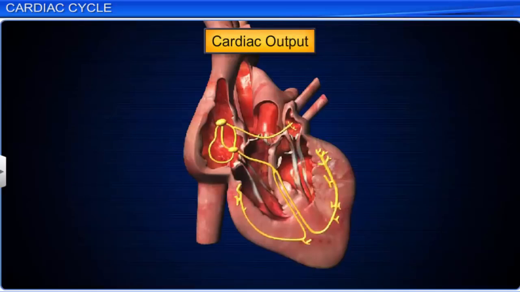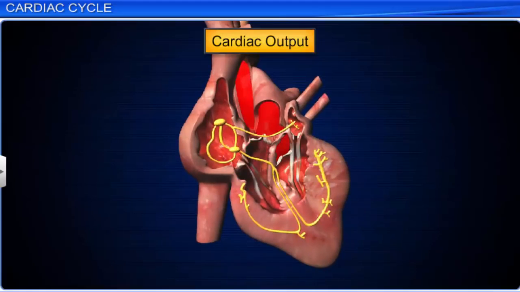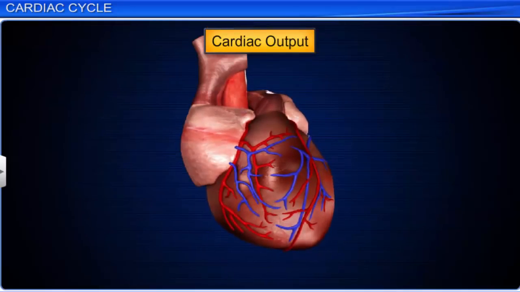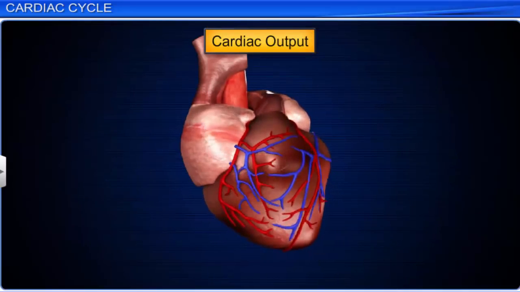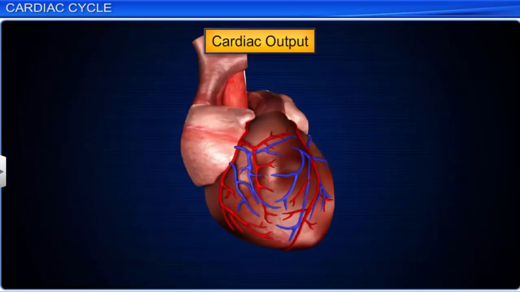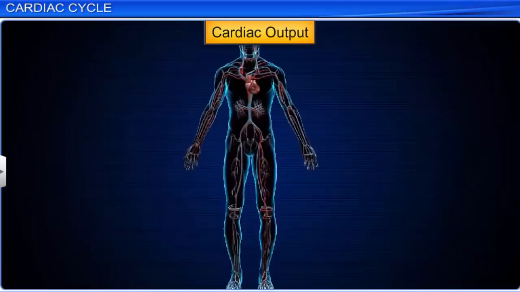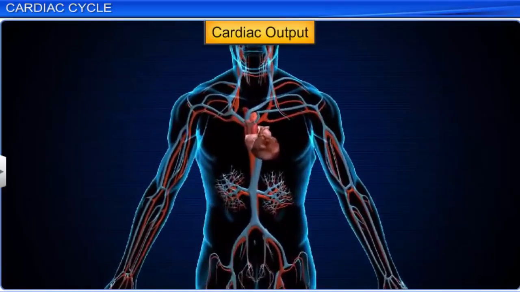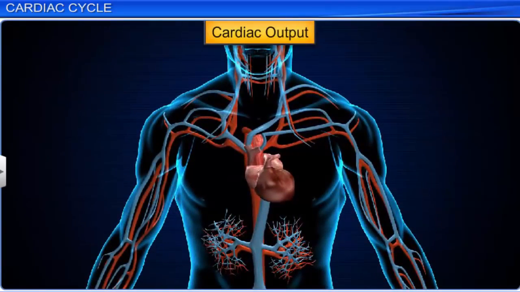Cardiac output or efficiency of the heart is calculated using the volume of blood pumped by each ventricle per minute. Normally, each ventricle can pump around 70 milliliters of blood per minute, which is also called the stroke volume. So, cardiac output equals the product of the stroke volume and the number of beats per minute. In a healthy individual, the cardiac output is 5 liters per minute.